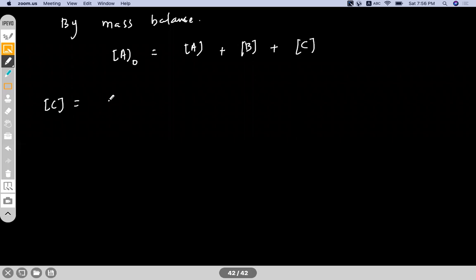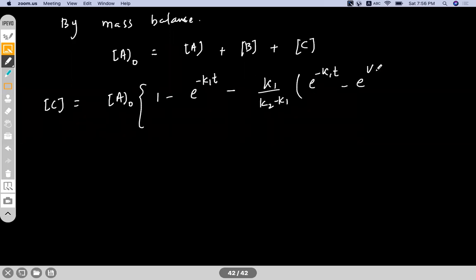So concentration of C, if you solve by the method I told you, is A naught, open bracket, 1 minus e to the power minus K1T, which comes from A, and then B, it would be K1 by K2 minus K1. And since I start with K1, we'll write down first e to the power minus K1T minus e to the power minus K2T. This is the concentration of C at any time.